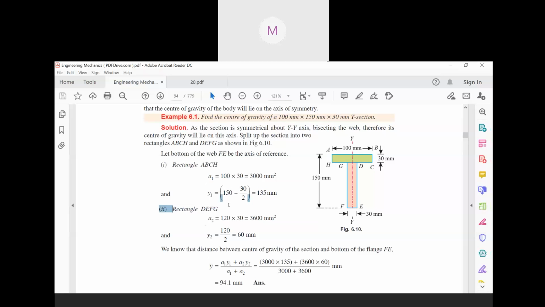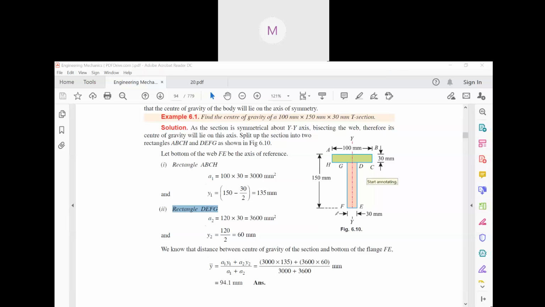Now for the second part, that means this DEFG, this D, E, F and G. So this part is the next part. You can find out the area, length into breadth. What is the breadth again? 30 mm. That is A2. And what is the length? How is it 120? Do you know how it is 120? Can anyone say? 150 minus 30.